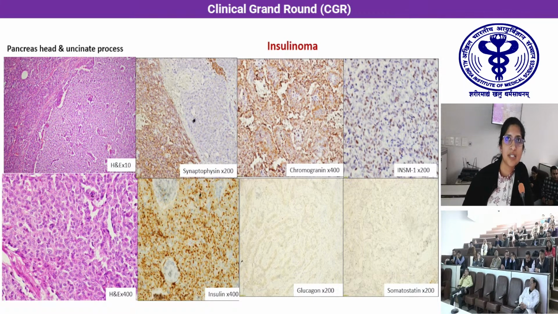So this is a representative image of a patient who presented with a large tumor in the pancreatic head and uncinate process. This showed immunopositivity for synaptophysin, chromogranin, and INSM1, which are the neuroendocrine markers. And they showed characteristic nuclear, paranuclear dot-like positivity for insulin, while they were negative for glucagon and somatostatin. So this is a case of insulinoma.